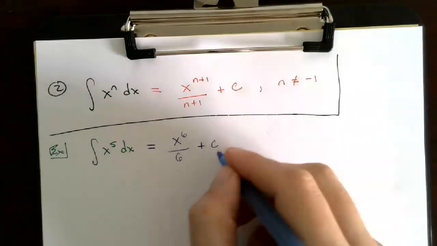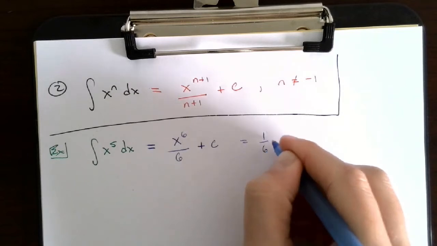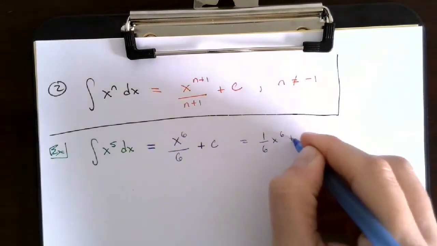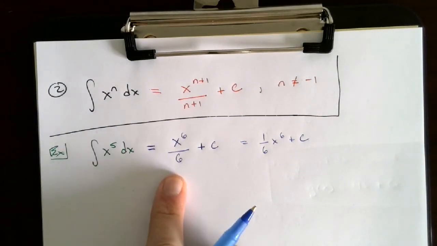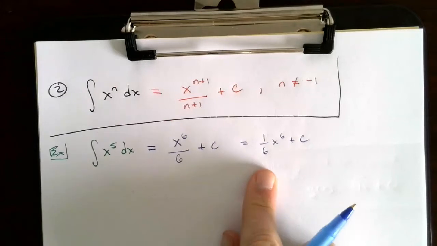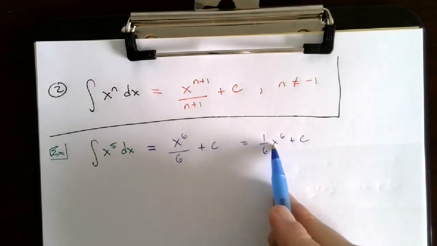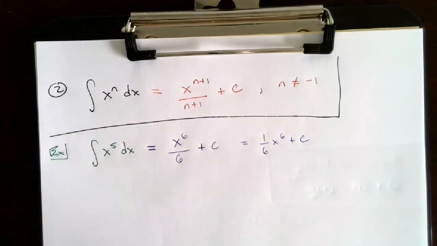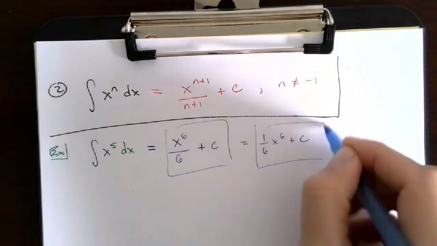And you might see people write this as 1/6 x to the 6th plus c. They're equivalent. It's up to you how you want to write it. More often than not, I write it like this just because it's easier to think about the division. But having the fraction in front as a coefficient is fine. Just make sure the variable is right next to it, or in the numerator. It can't be in the denominator. So either of these is okay for your answer there.